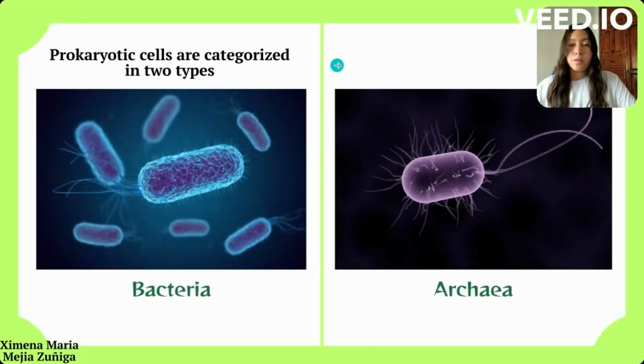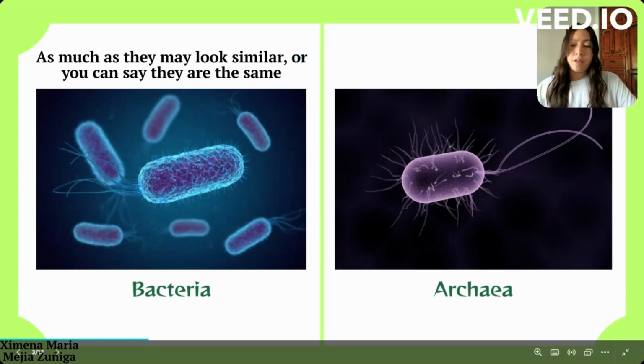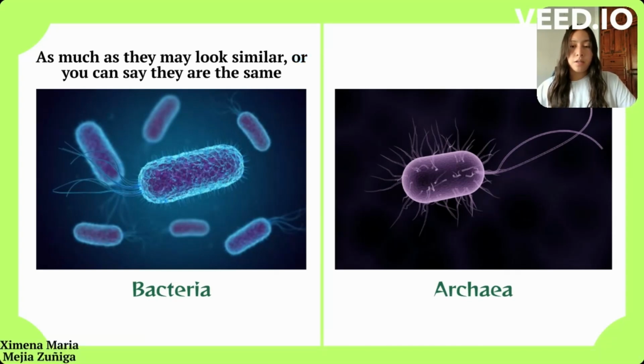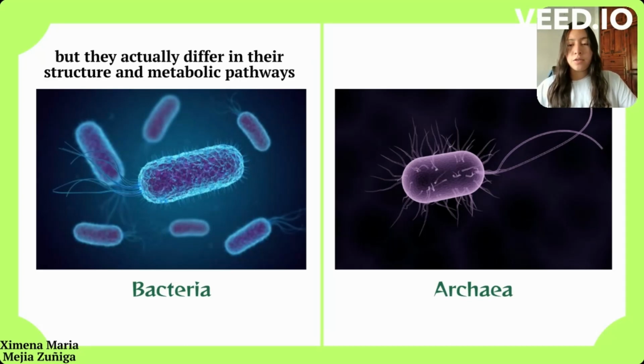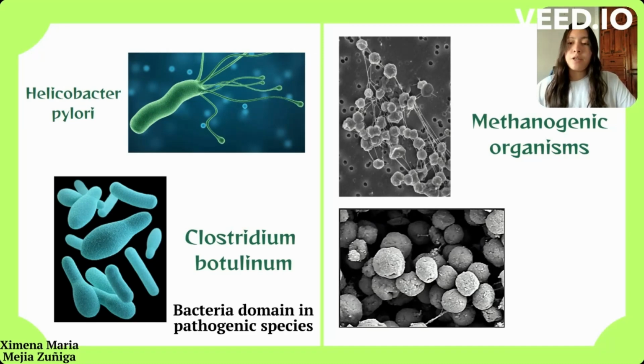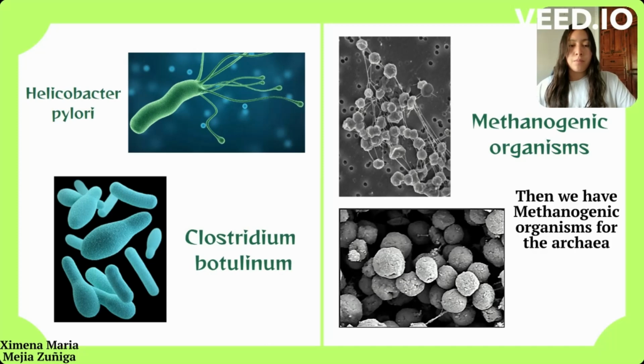Prokaryotic cells are categorized into types. We have bacteria and archaea. As much as they may look similar, they are not the same. They are similar in appearance and size, but they actually differ in their structure and metabolic pathways. Bacteria include pathogenic species such as Helicobacter pylori and Clostridium botulinum. Then we have methanogenic organisms for the archaea.